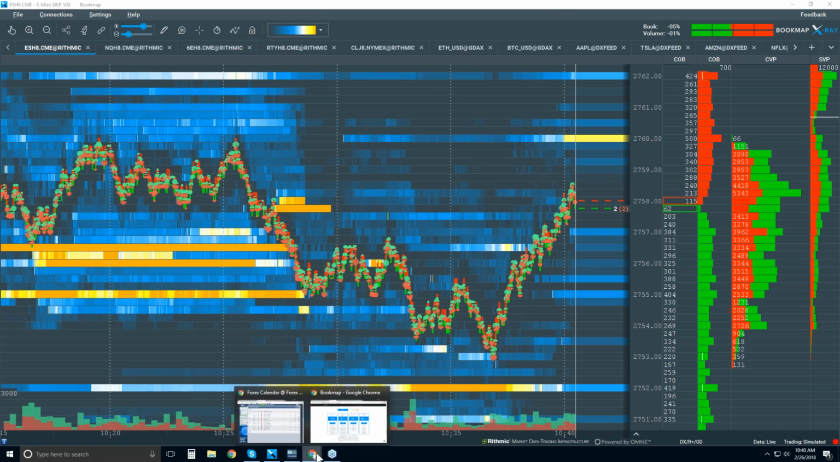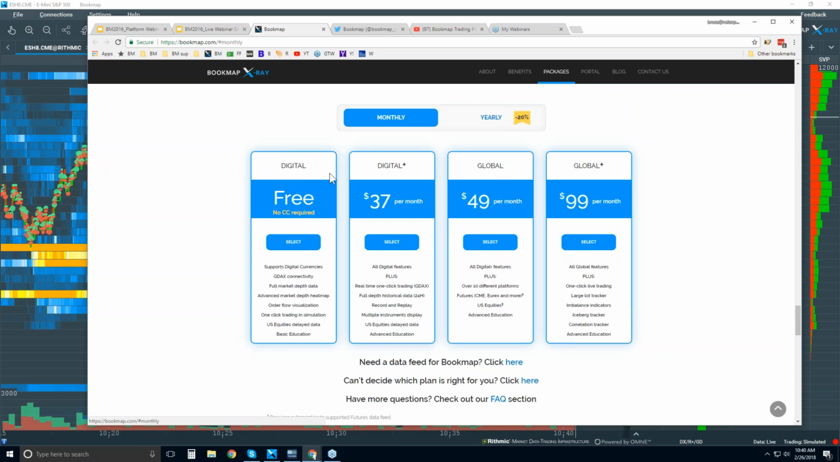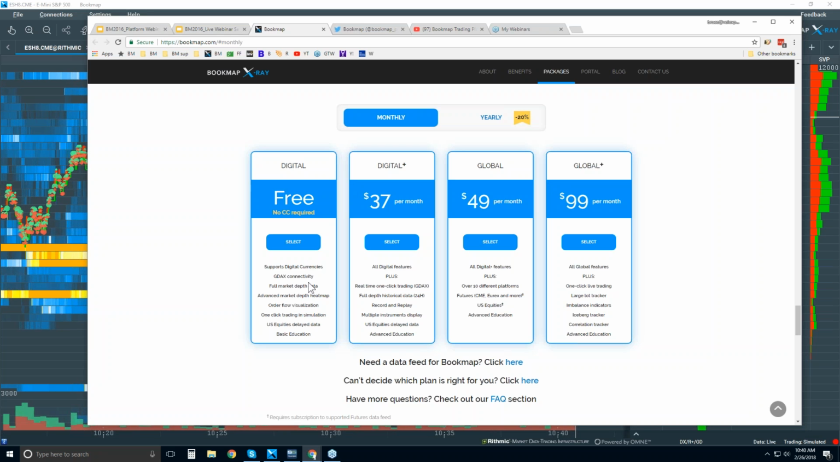All right, back to the website here. The products that are available, digital and global. Just a quick overview here. The digital here, as you can see, is free, no credit card required. It's only one instrument on the GDAX exchange, and it's digital currency, so Bitcoin US dollar, for example. You get the basic education, you get limited support, and it is real time though. So it's a fully functioning Bookmap version. It's just one currency at a time. So you get a feel for what Bookmap is, and it's free.